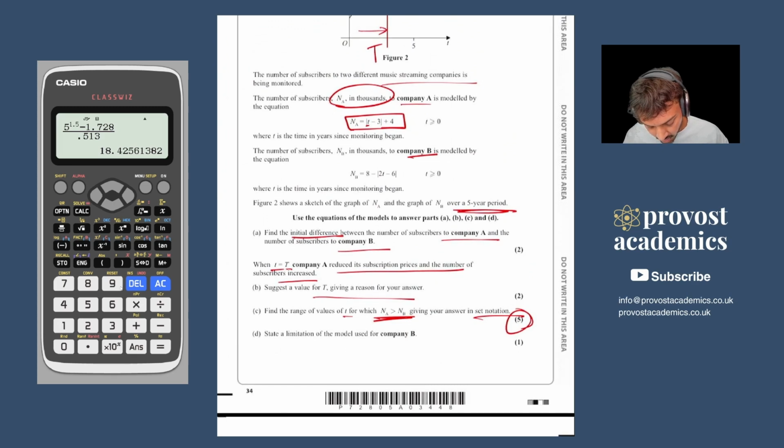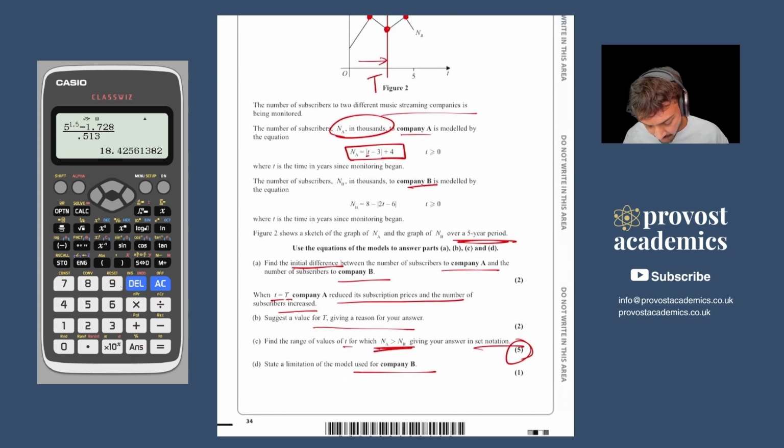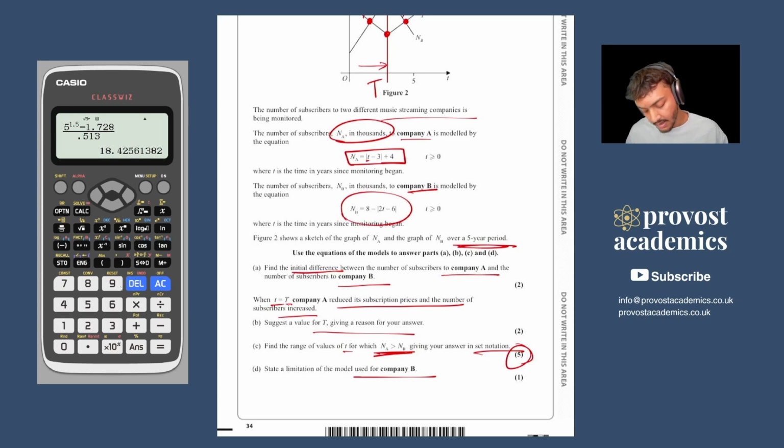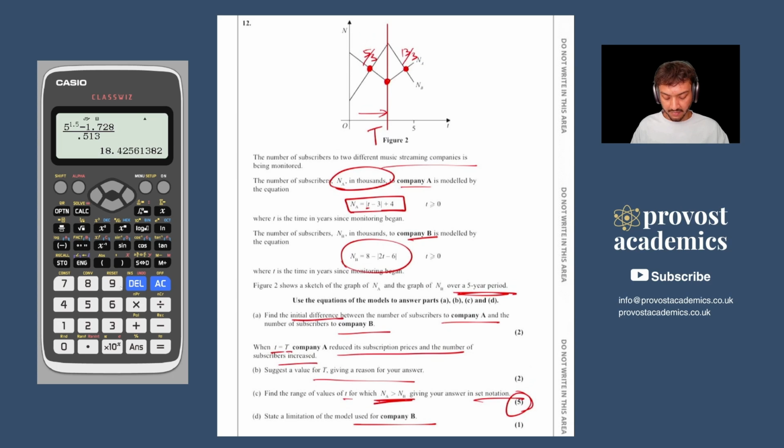State a limitation of the model used for company B. So, company B's equation that we can see. Obviously we stop at the 5-year period, for which we still do get a positive subscriber count. However, let's think long term, beyond 5 years. Let's say 10 years. When we put in t equals 10 here, we get 14, and then we'll have 8 minus 14.